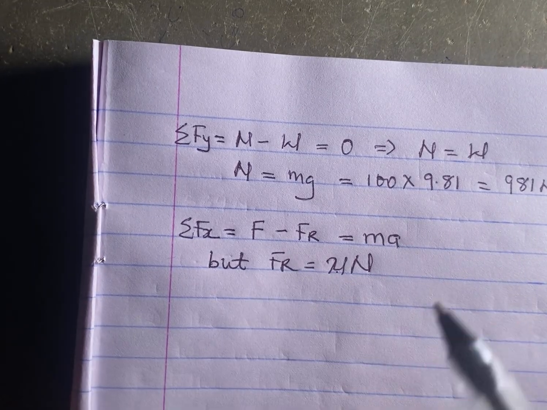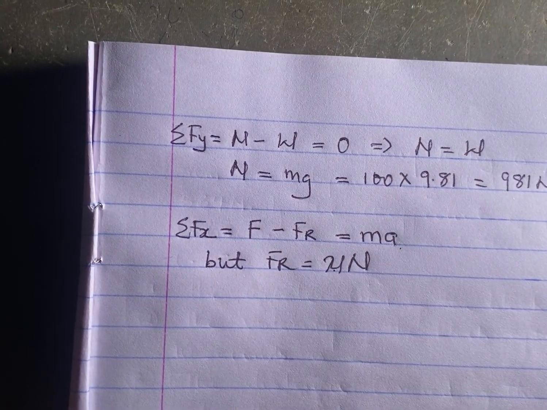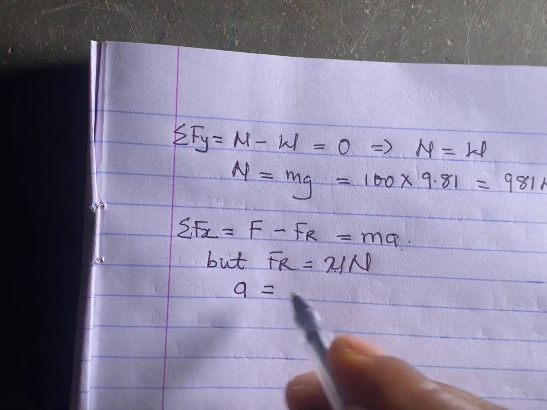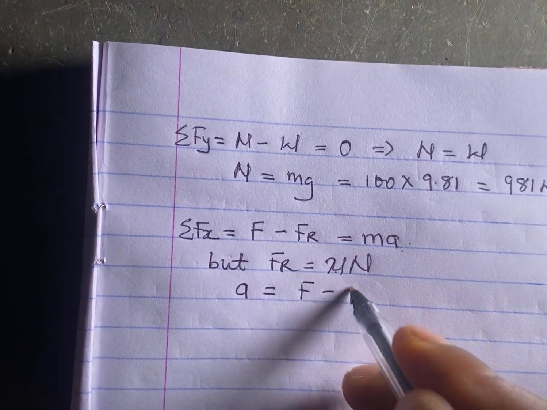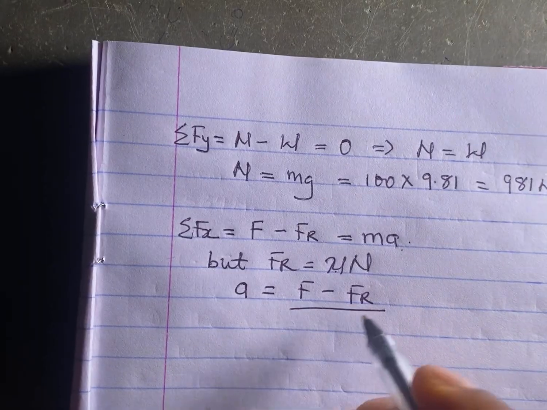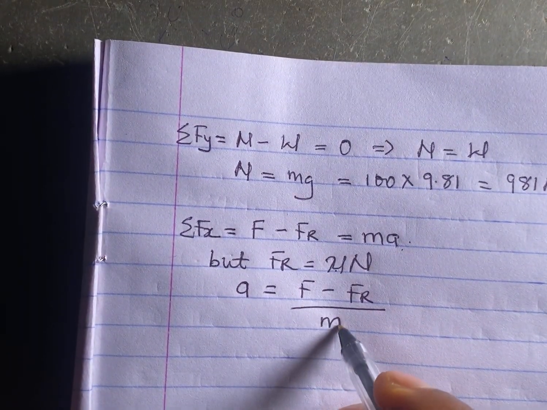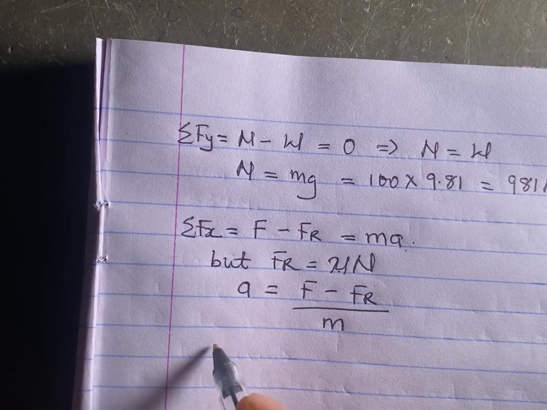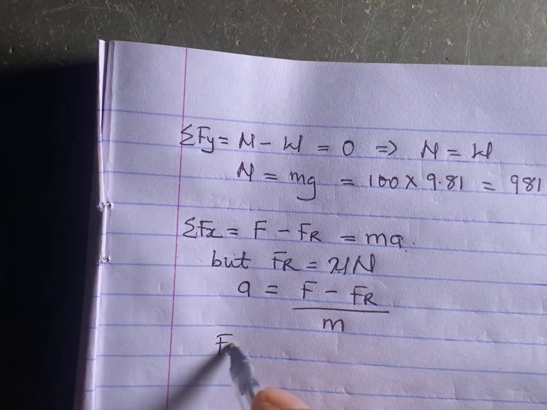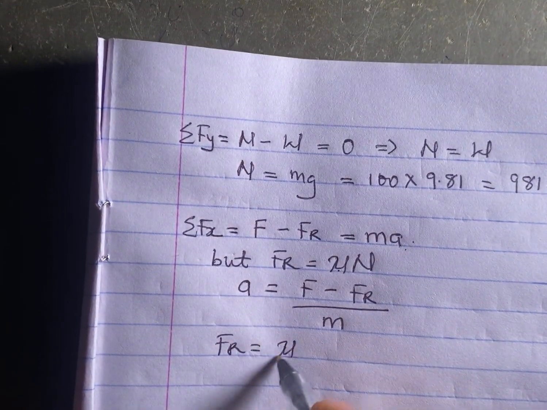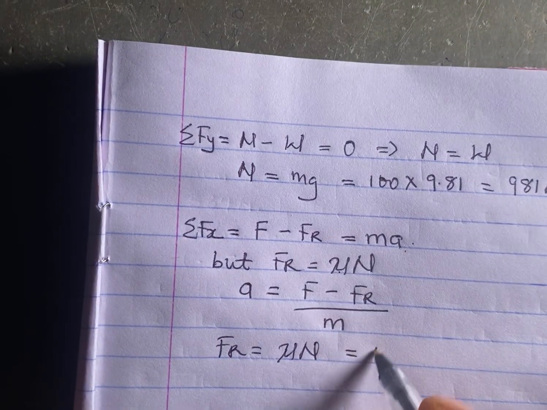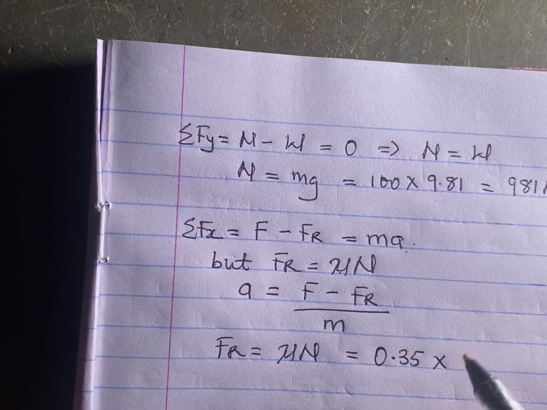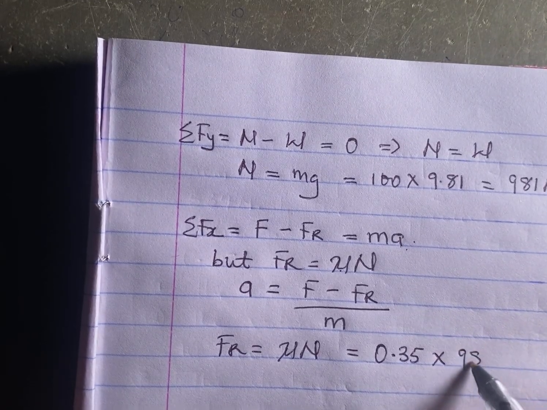So now from here we are looking for A. So we can see that A is equal to F minus FR over M. All right. Do we have our FR? Yes. Our FR is equal to mu times normal reaction, which is 0.35 from the question, times our normal reaction, which is 981.